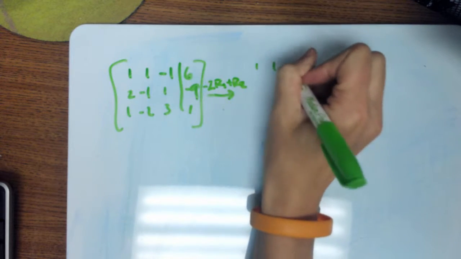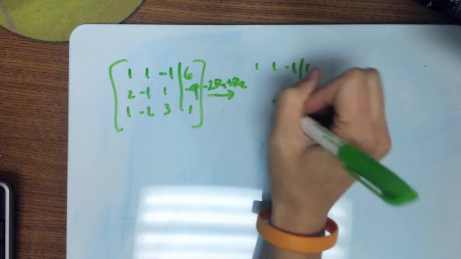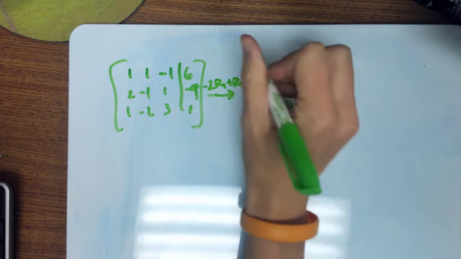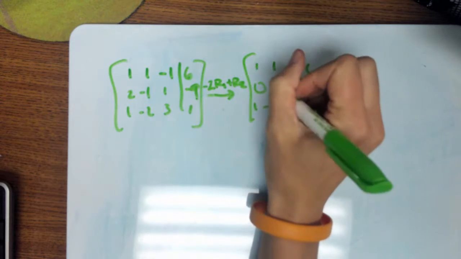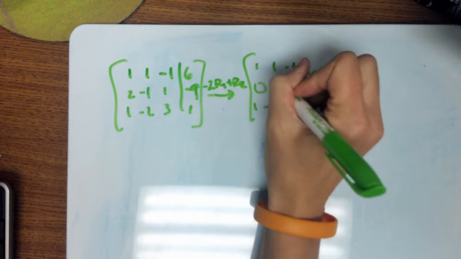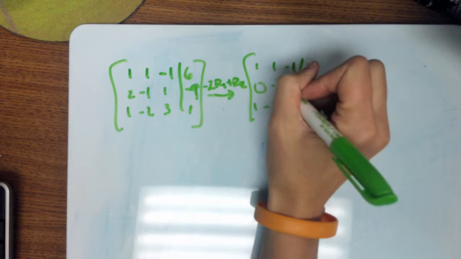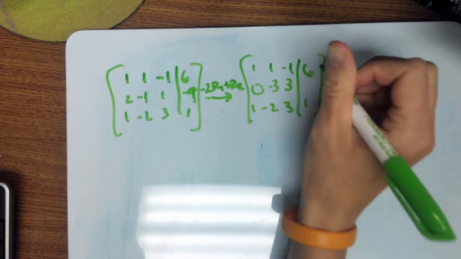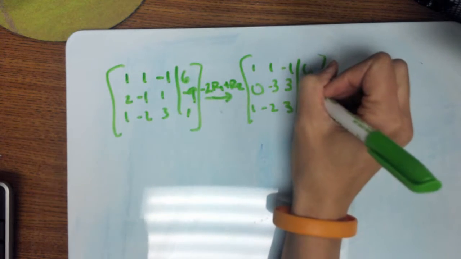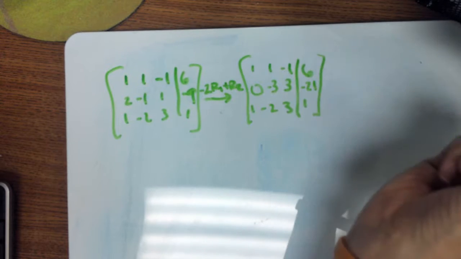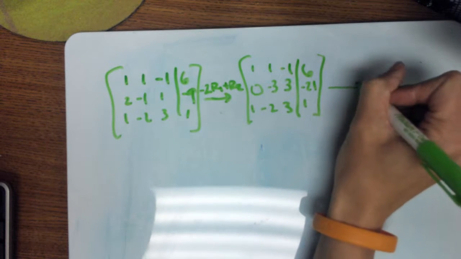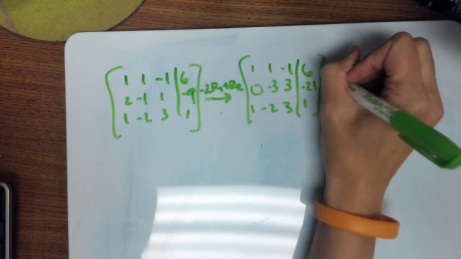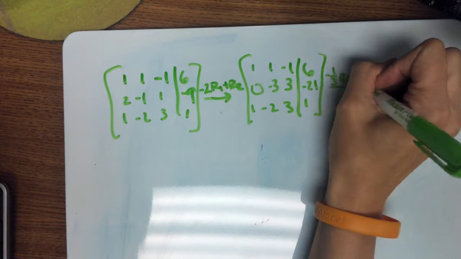So row 1 stays the same, row 3 stays the same, row 2 changes. So that's -2, that's -3. That's going to be 2 plus 1, that's +3. And then -12 plus -9, what is that going to be? -21. Then I'm going to turn this -3 into a 1, so -1/3 row 2.